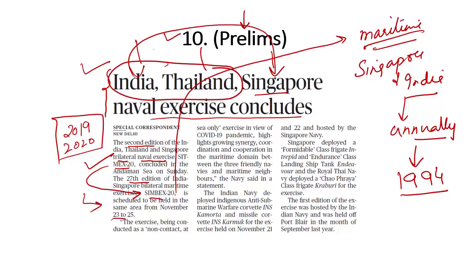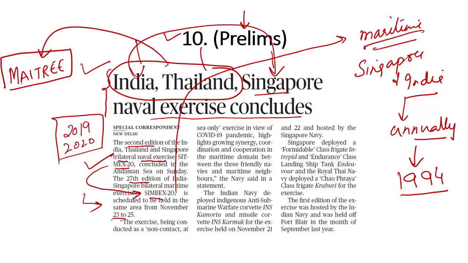Between India and Thailand, there is another exercise, that's what we call Maitri. But please don't confuse yourself. Maitri is basically a military exercise. It is between the armies of India and Thailand. It is not a naval exercise.